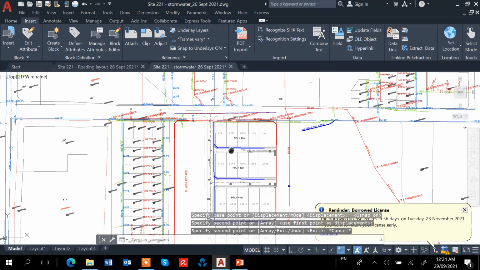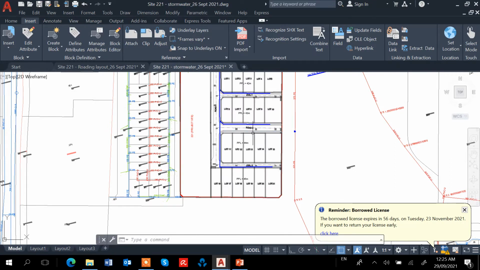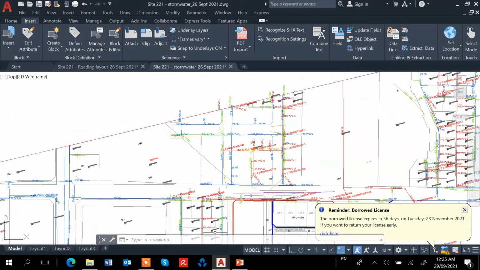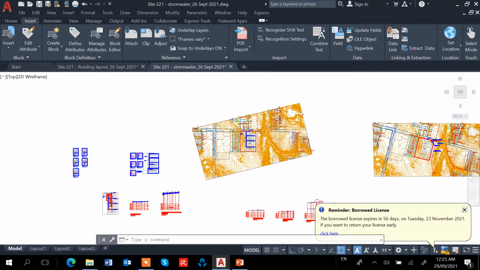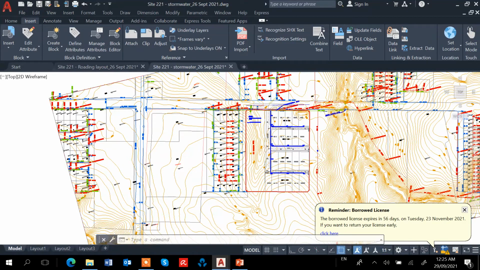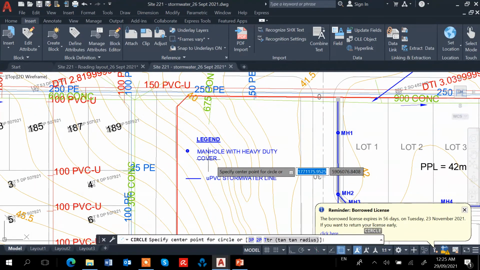So these are the stormwater pipes. I need to put a manhole. At the moment we're not going to put in the right size. I just put a symbol, the legend. So the manhole will be something like, let's copy this. This is a manhole.